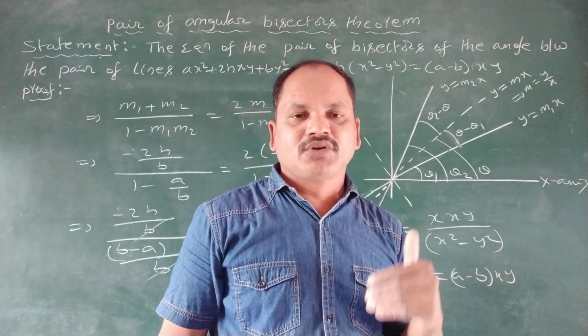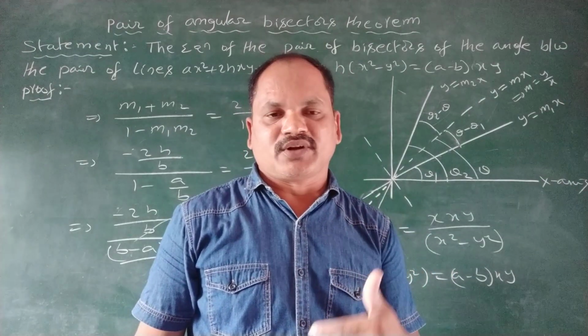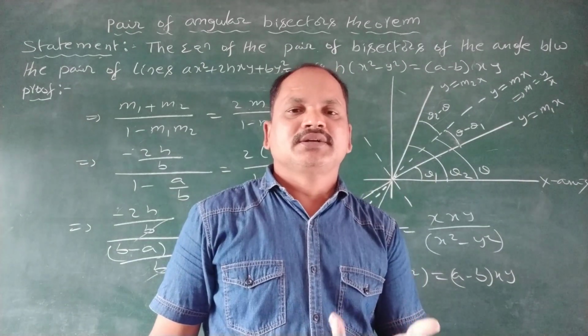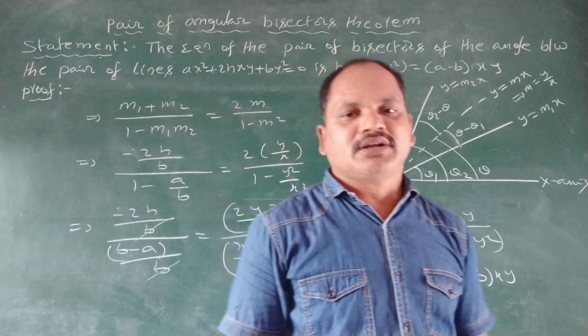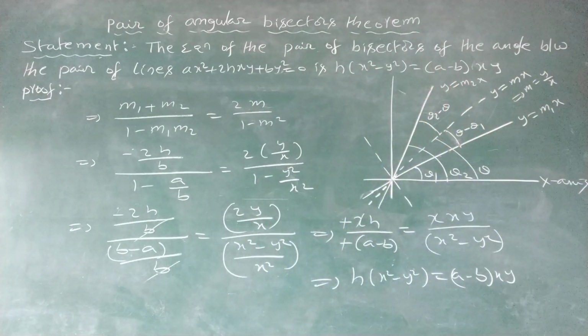Sometimes in objective, what is the locus of incenter? Simply, pair of angular bisector: H into x square minus y square is equal to a minus b into xy. That's all. Now we are going to the questions on this concept.